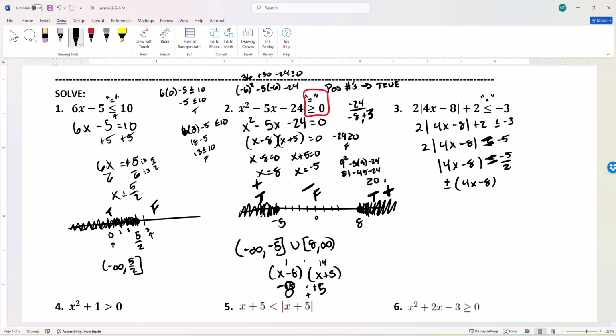Now we have an issue here. And the issue is, when can an absolute value equal a negative number? It can't. So right now I have no solutions. If you went through and you solved this, you're going to get x equals something, x equals something. If you plugged them back in, it won't work. You're going to get an extraneous solution.